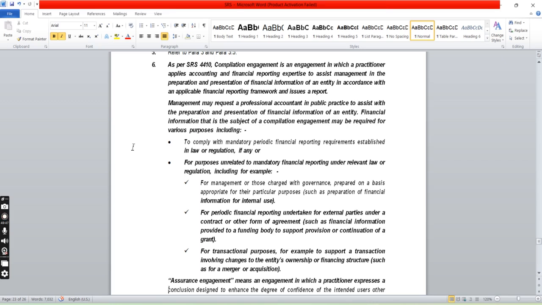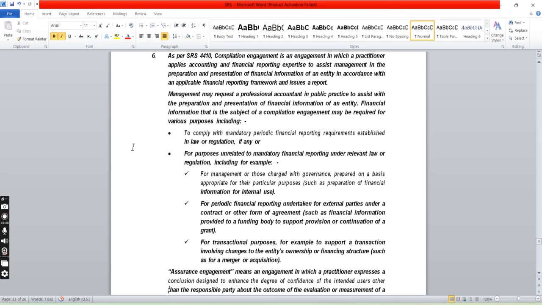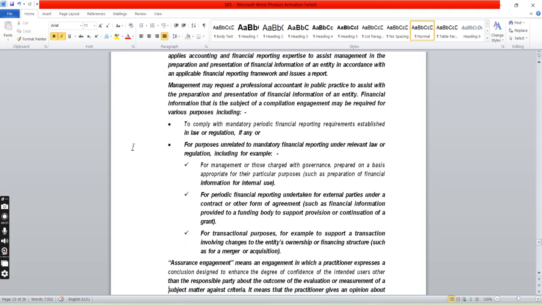appropriate for their particular purpose, such as preparation of financial information for internal use, for periodic financial reporting which is undertaken for external parties under a contract or other form of agreement, such as financial information which is provided to a funding body to support the provision or continuation of a grant, or for transactional purposes, for example, to support a transaction involving changes to the entity's ownership or financing structures, such as for a merger or acquisition.